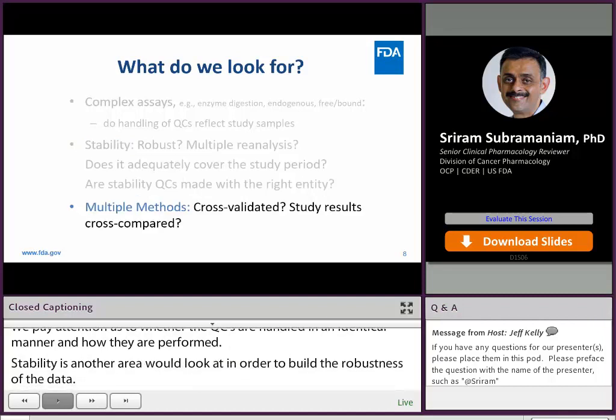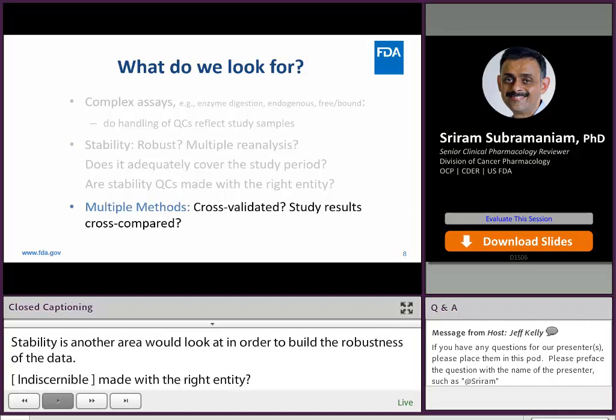Multiple methods. Cross-validation is another important area that we look at, because usually an assay evolves during clinical development and undergoes constant fine-tuning. At times the fine-tuning may be major, at times the platforms can change, and assays may be shared among several studies. So there is often a need for cross-validation during clinical development.